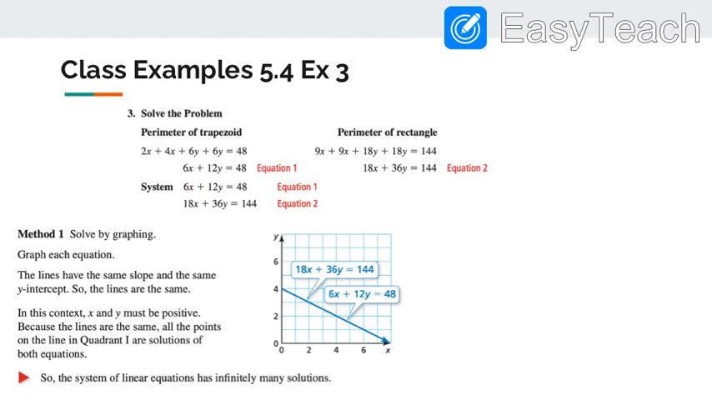From these two equations, you could solve it by graphing. Once you graph these lines, you'll notice they have the exact same slope, meaning that there's infinite number of solutions. So the lengths of x and y are actually the same lengths.